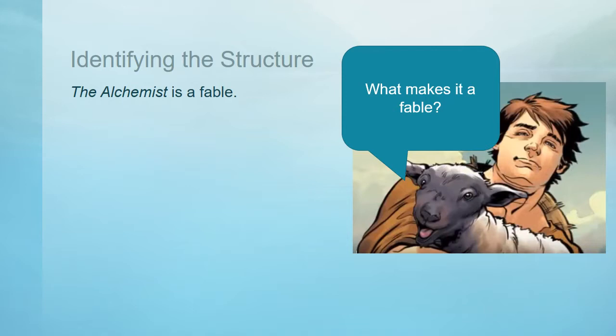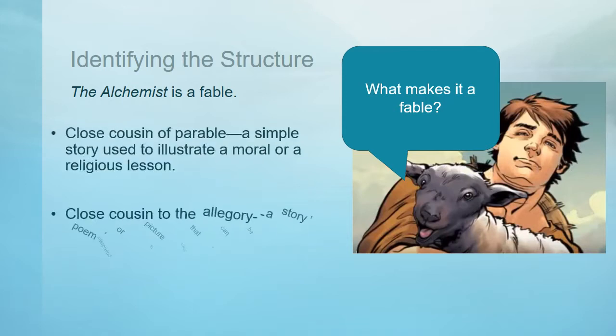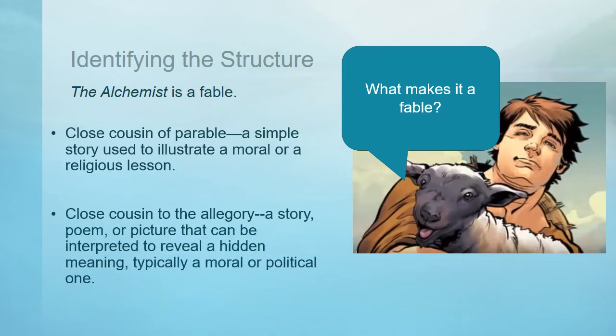Different kinds of writings have different qualities. And so the fable is really close to the parable and to the allegory. A parable is a simple story used to illustrate a moral or religious lesson, and an allegory is a story or a poem, a picture that can be interpreted to reveal a hidden meaning, typically a moral or a political one. Now, these are not absolutes. There can be some crossover into the various kinds of writing.